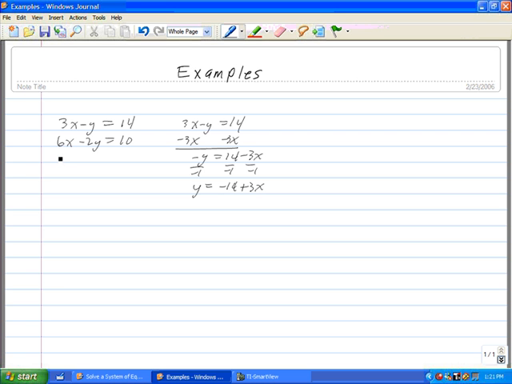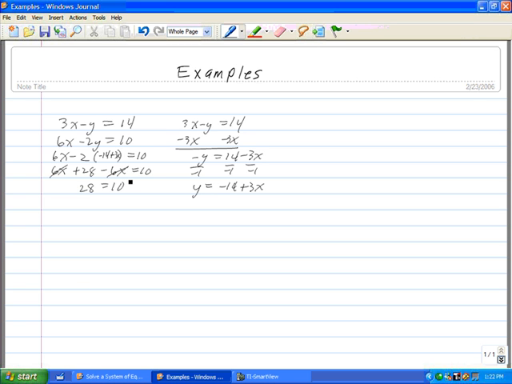So now to make the substitution, I remove the y variable in the other equation. I put in exactly what I just found it to be equal to, and now I can distribute. -2 times -14 is a plus 28. -2 and a plus 3 is a minus 6x. When I combine terms, the 6x's cancel, and I get 28 equals 10.